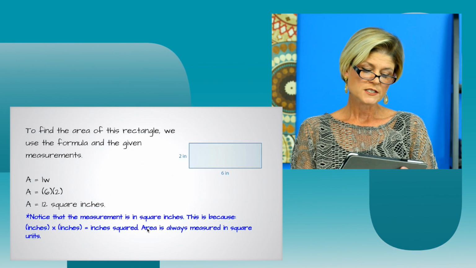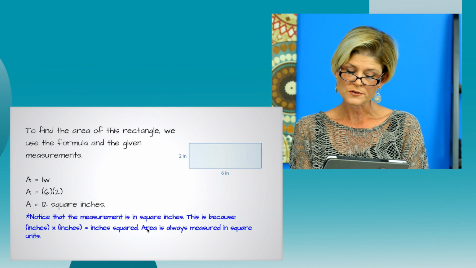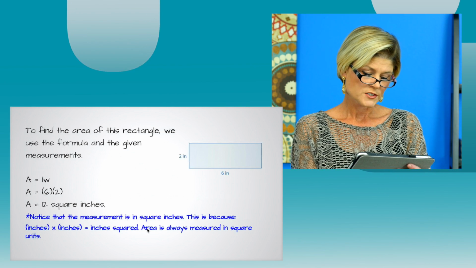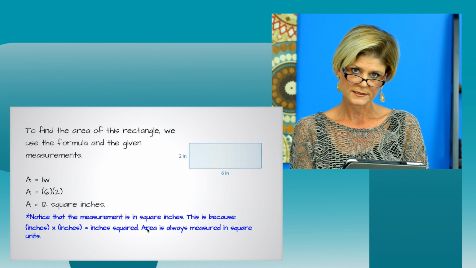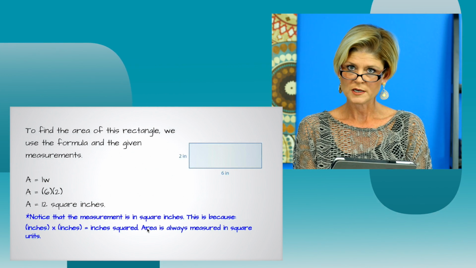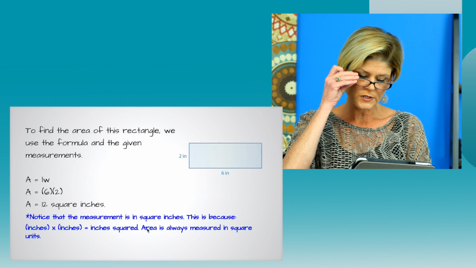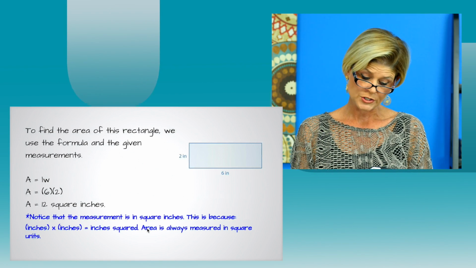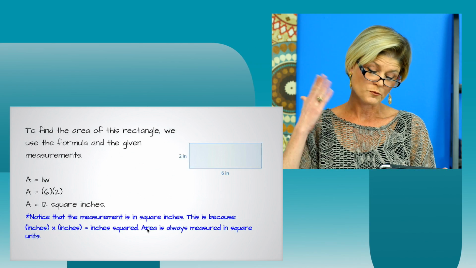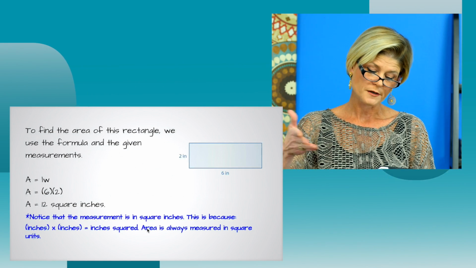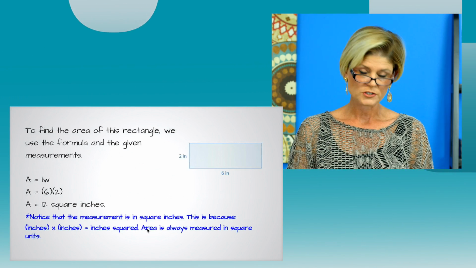All right, so to find the area of this rectangle, we're going to use the formula and the given measurements. If A equals L times W, then A equals 6 times 2, the length times the width, and A will equal 12 square inches. Now, it's important that we notice that the measurement is in square inches, and that's because it's inches times inches, which would mean inches squared. So area is always measured in square units.